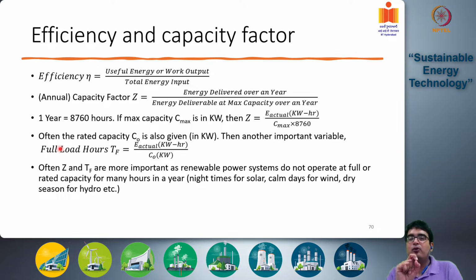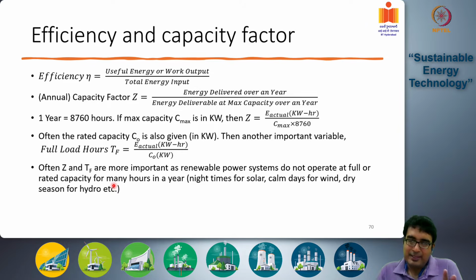If this full load hours was 8,760, it means that the power plant ran at its rated capacity throughout the year non-stop 24/7, which does not usually happen. So again, the full load hours is usually less than the total number of hours in a year, which is 8760.